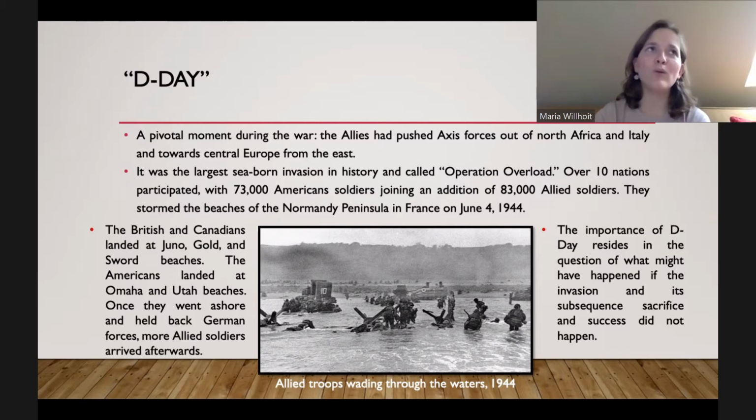One of the reasons why D-Day is important is because historians often think about what would have happened if D-Day didn't succeed. And some think that the war would have lasted longer. Maybe Germany would have even won. We're not sure. But it's because of D-Day that we set a path forward into Central Europe, particularly towards Germany.